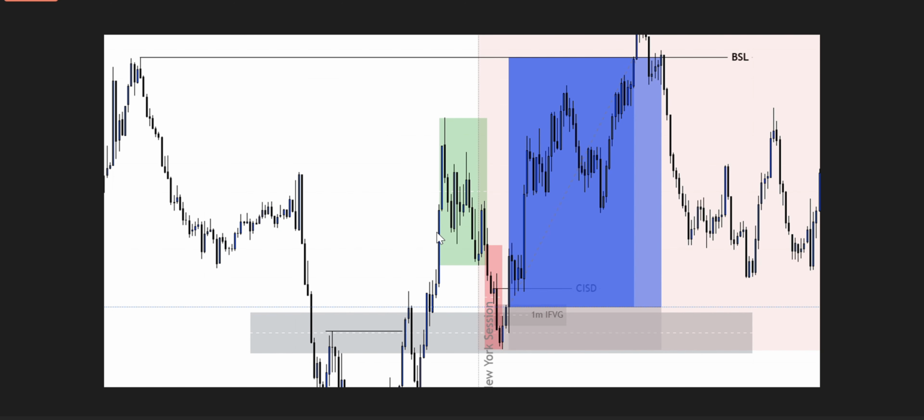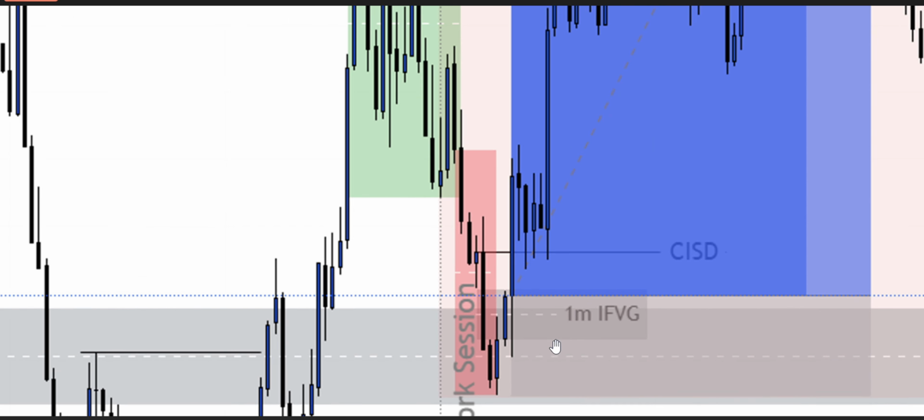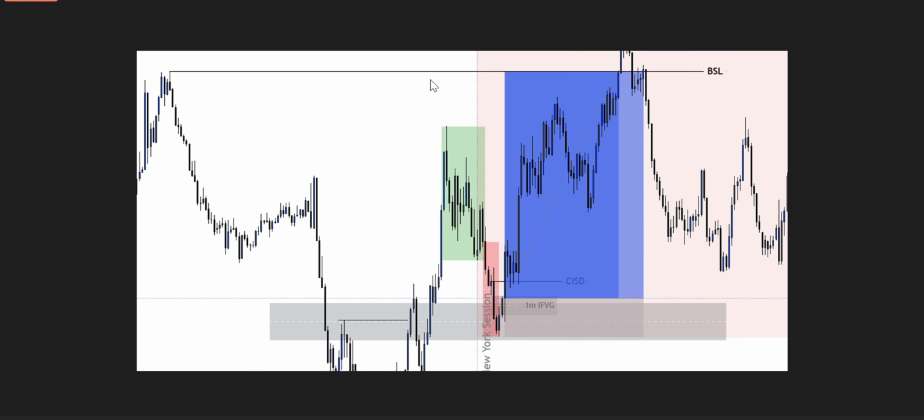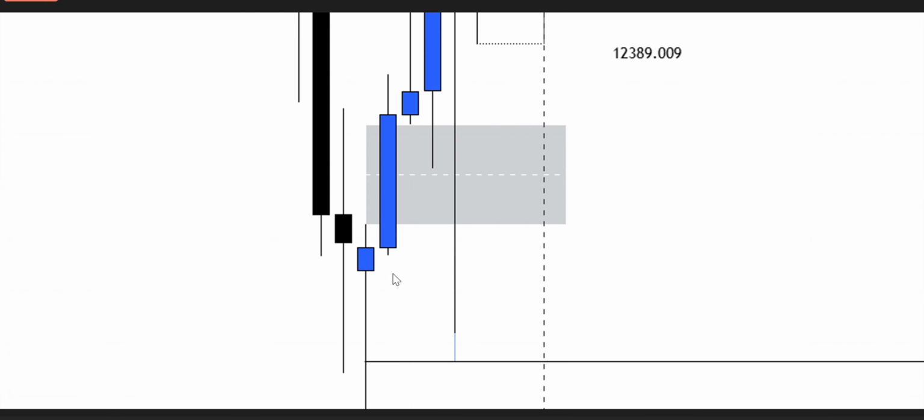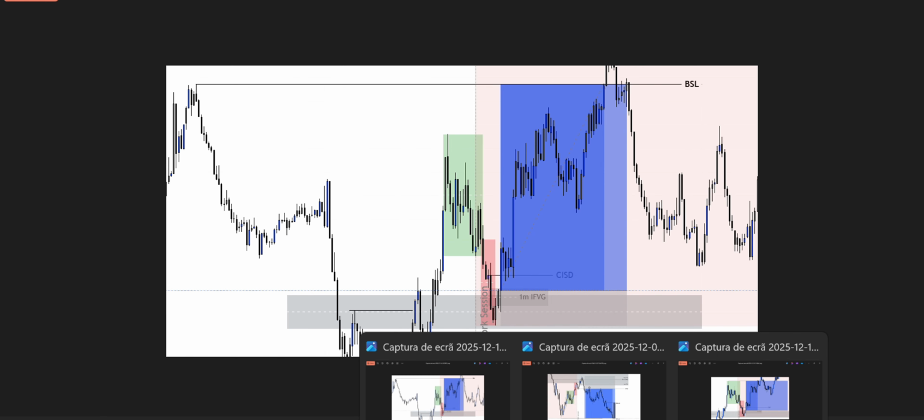Now, you got the manipulation, you got the inversion fair value gap, changing the state of delivery, and then you're going to target buy-side liquidity. I'm not going to talk about TPs, that's for the continuation video. Let's look at another example. Sorry, it's not that one.